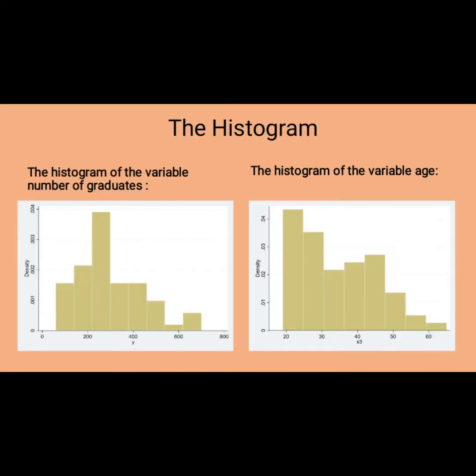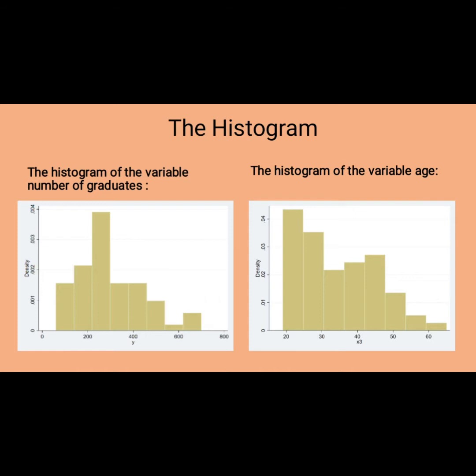I want to continue with the graphical representation. In graphical representation, we have two graphs. First is the histogram graph and second is the pie graph. In the histogram graph, we have the histogram of the variable number of graduates. The histogram shows that the variable number of graduates is approximately normally distributed.